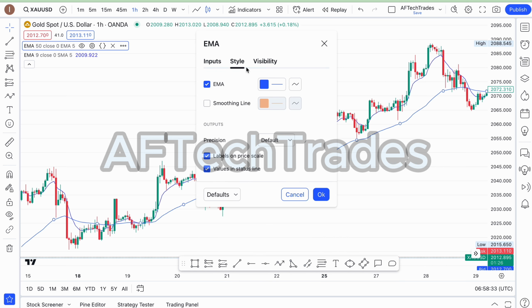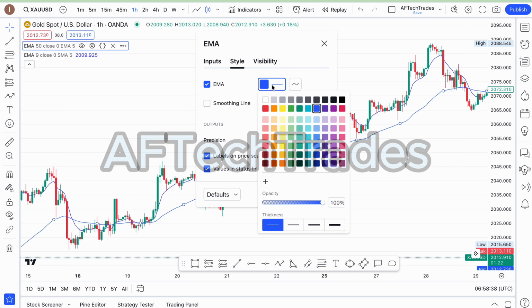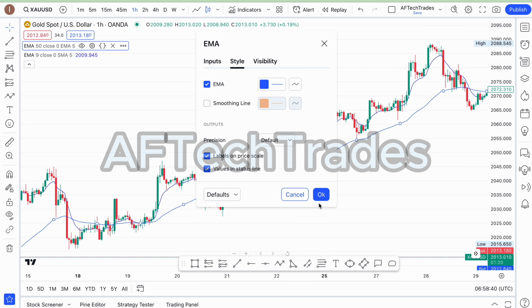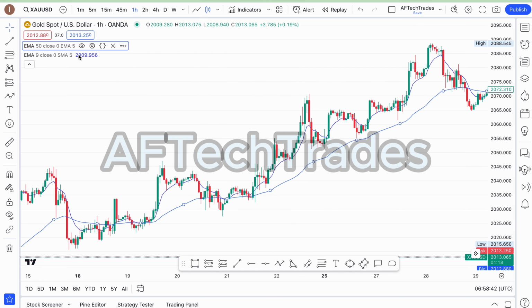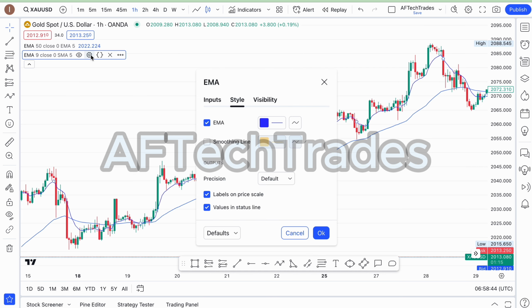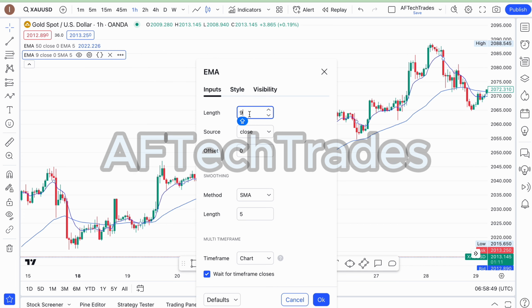You can change the color if you like. You can just leave it this way. It's on blue currently. You can leave it on blue if you like. Then you click on OK. You go to the second EMA you added. Remember, we added 2 EMA. Then you come to your length, you change it to 20. Then the method, you change it to EMA.